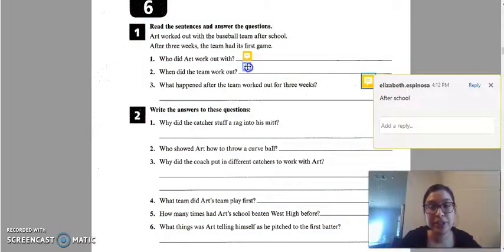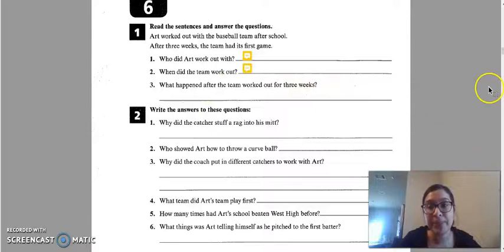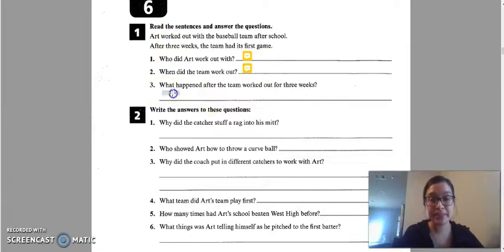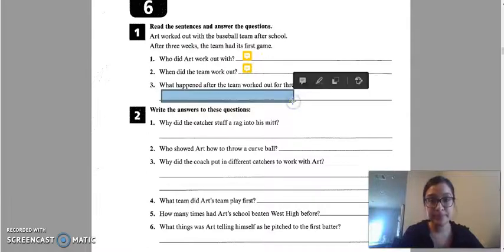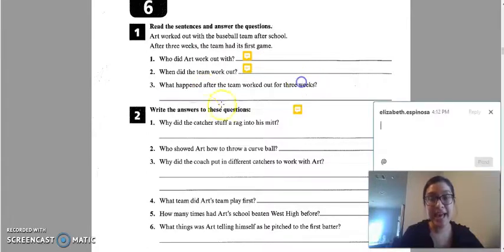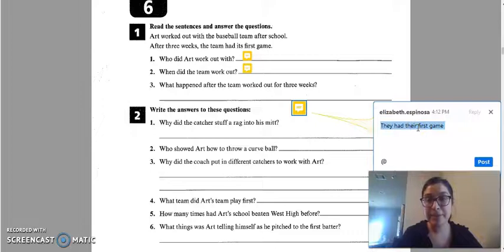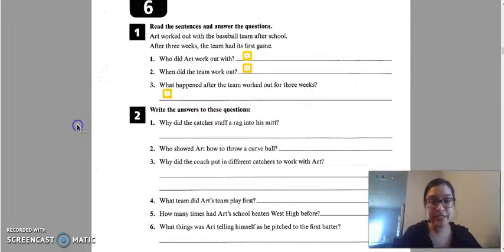Now our last question, question 3. What happened after the team worked out for 3 weeks? If you don't remember, look back at our questions. What happened after the team worked out for 3 weeks? Yes, they had their first game. So we're going to write, they had their first game. And notice Miss Espinosa had her capital letters. She double-checked her spelling, and you're going to write each of the answers.